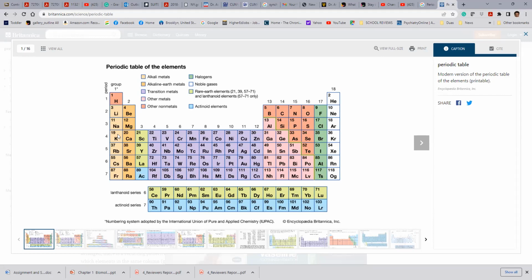All these elements which are present in this row are very different from each other. And as they go from left to right, their reactivity increases. Let's say on the left-hand side is Na, which stands for sodium, and on the right-hand side, chlorine. Na is part of group 1, column 1. Chlorine is part of group 7, column 17.